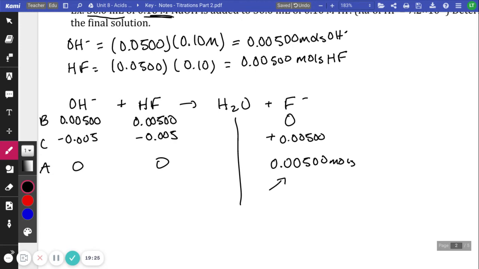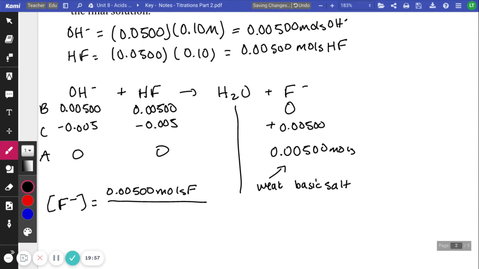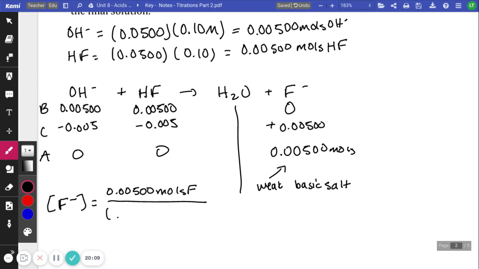Now, this is our conjugate base. It's also going to be a weakly basic salt. So what we are going to do now is find the pH of that basic salt. So first thing we need to do is calculate our concentration of our fluorine. Our concentration is moles over liters. So I have 0.005 moles of fluorine divided by my total volume, which in this case is going to be 0.1 liters, because I have 50 milliliters plus 50 milliliters gives me 100. So when I solve, I get 0.050 molar fluorine.